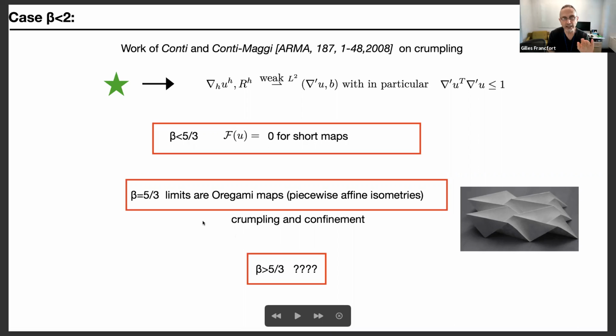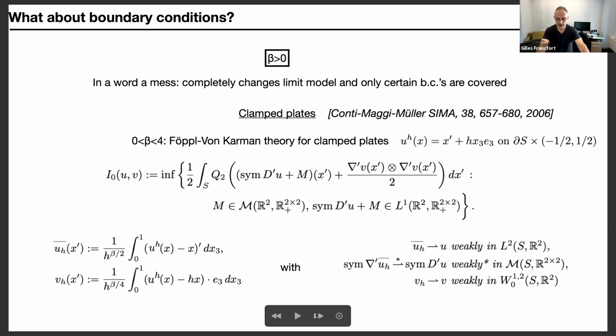And for beta greater than 5/3 but less than 2, nothing is known, as far as I know, even today, 20 years later. Okay. So now, what about the boundary conditions? All that I've talked about now is free of boundary conditions. So essentially, there was no boundary condition. What happens if you impose a boundary condition? Well, if you impose, for example, the most natural boundary condition, you say you clamp your plate, so zero displacement on your boundary.